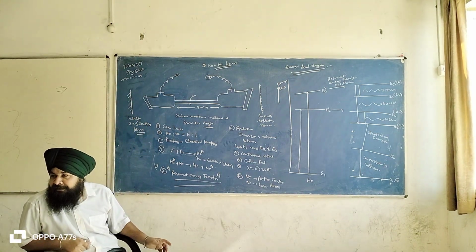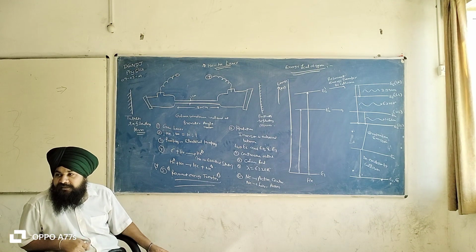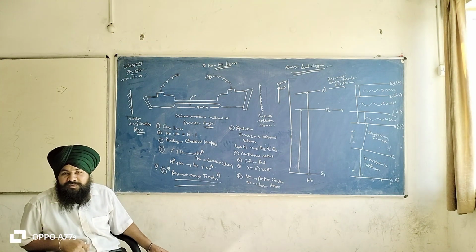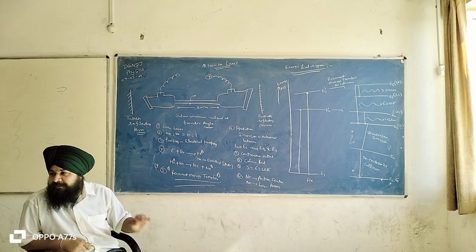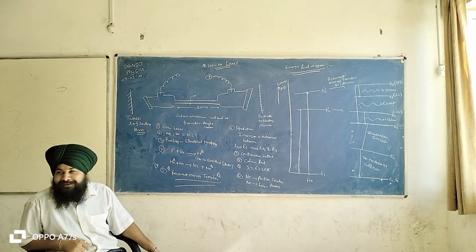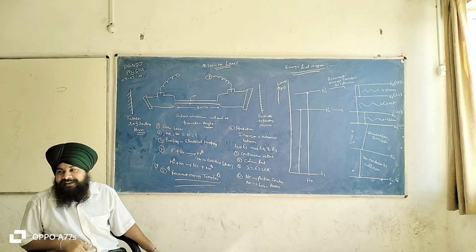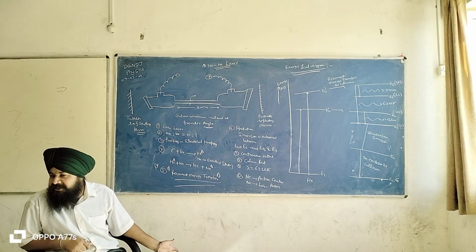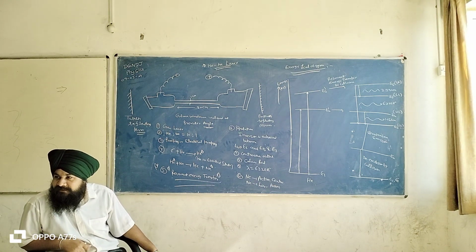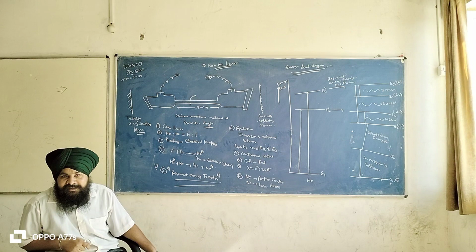What's the atomic number of helium? 2. It means helium is small in size. And what is the atomic number of neon? 10. So it means it is larger than the helium. This is the first introduction of the helium neon laser.